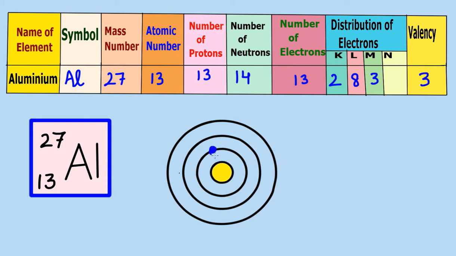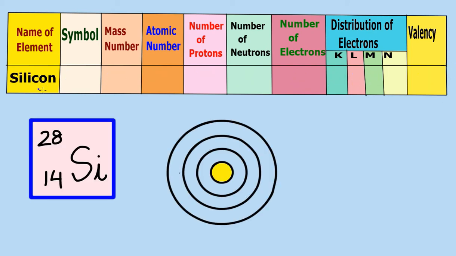So we will show 2 electrons here in K shell and 8 in L shell. 1, 2, 3, 4, 5, 6, 7 and 8. Now 3 electrons in M shell. So 1, 2 and 3. So 3 electrons in M shell. This is about aluminium.